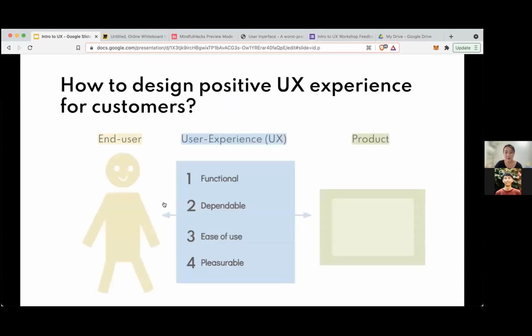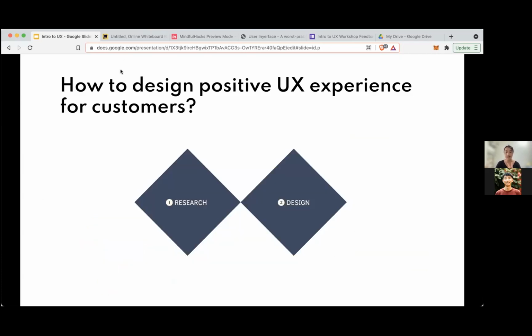Okay, so the four requirements of UX is FDEP, remember? Functional, dependable, ease of use, and pleasurable. Functional stands for meets the user's needs, and dependable stands for freedom to control. Ease of use stands for easy to use and learn, and pleasurable stands for surprise and delight. So these four things are really important in terms of designing your experience for the user.